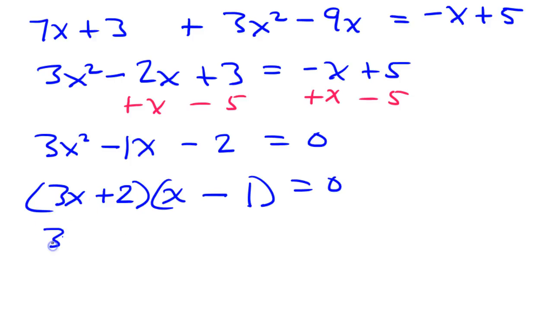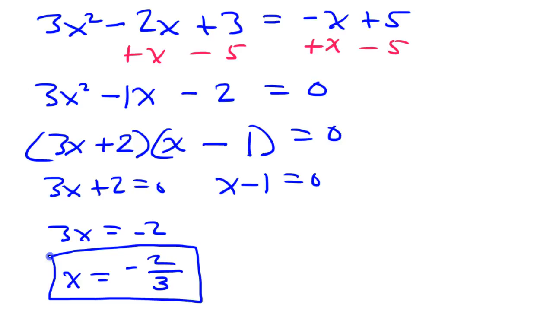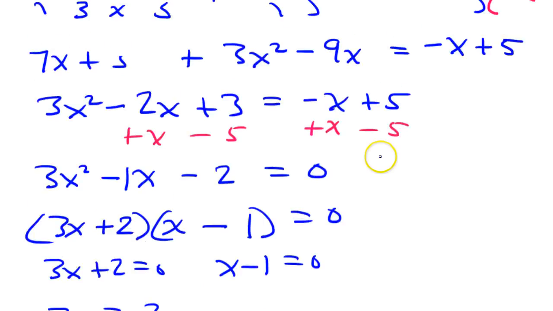To get the answers, I need to set both of these factors equal to 0 and solve. So subtracting 2, I have 3x is equal to negative 2. Dividing by 3, I have x is equal to negative 2 over 3. Adding 1 to both sides, I have x equals 1. Alright, these are my solutions as long as they are not restricted.